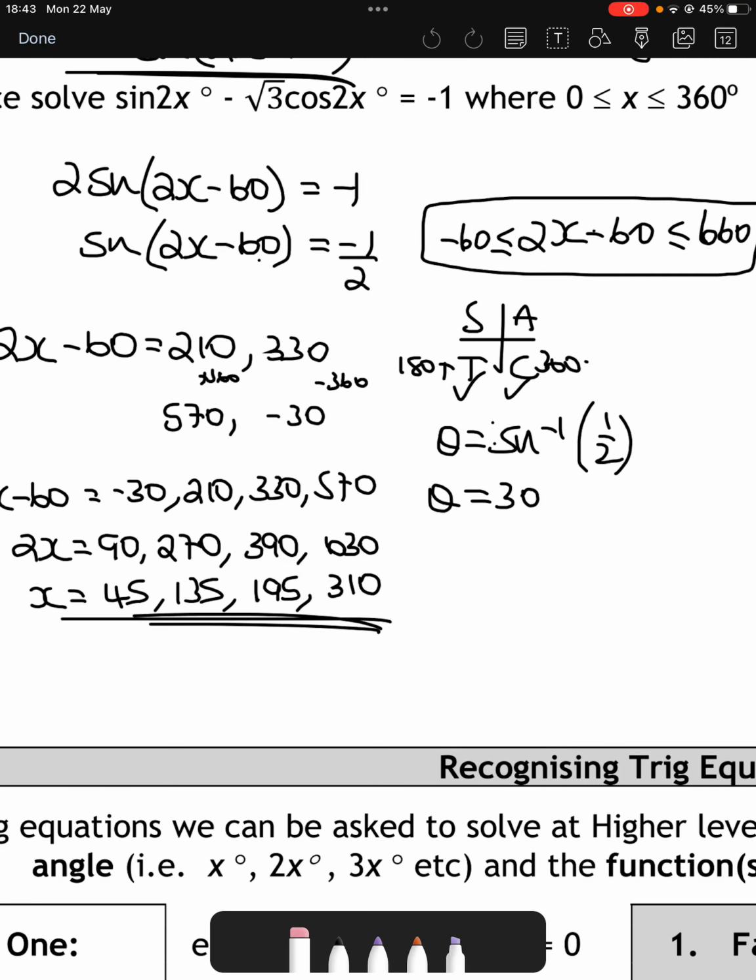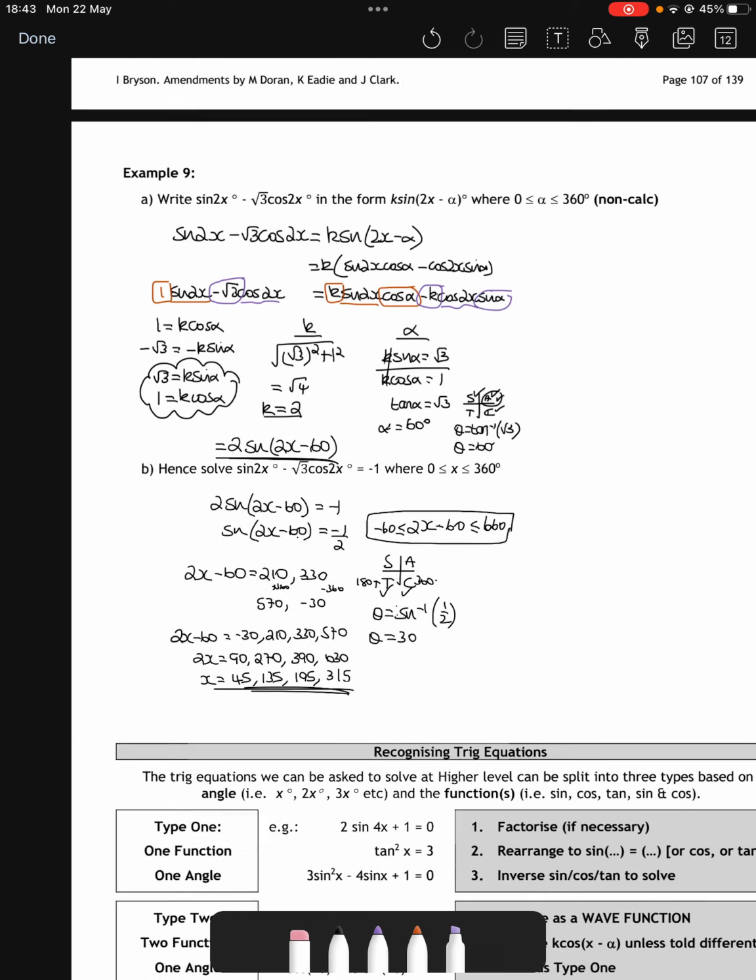I've just realised in the last one I wrote 310 instead of 315, so I'm just going to change it in this one. There we go. It's not going to annoy me.